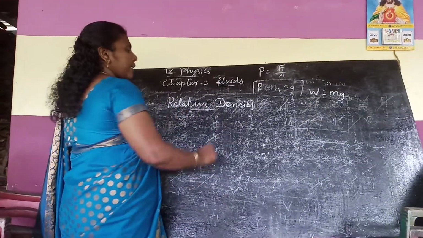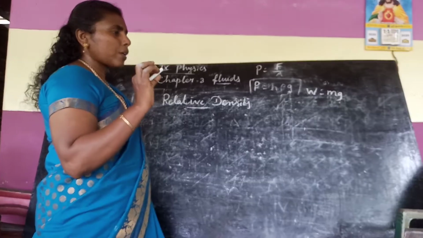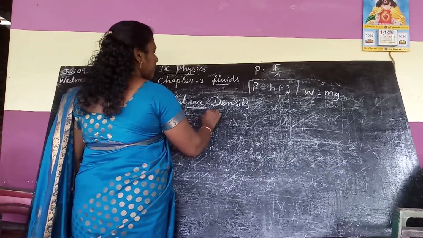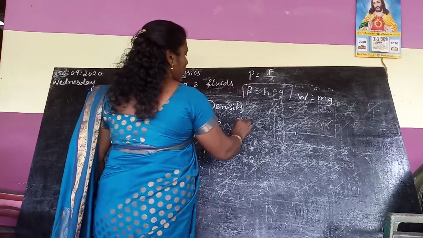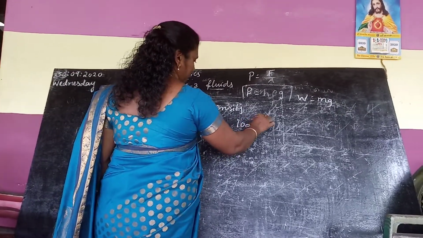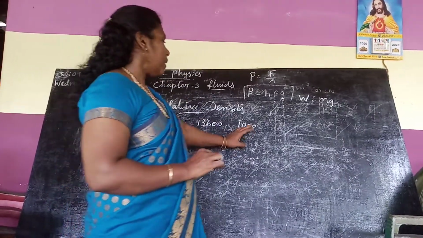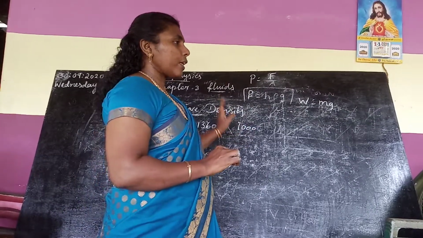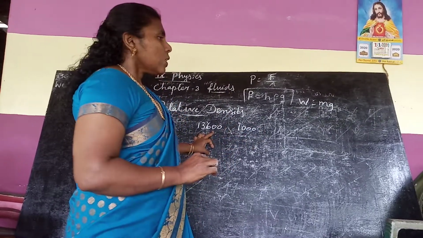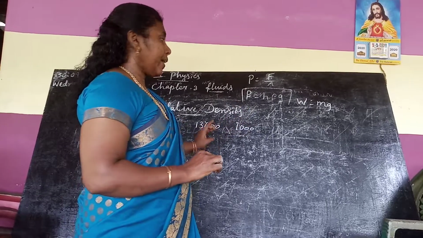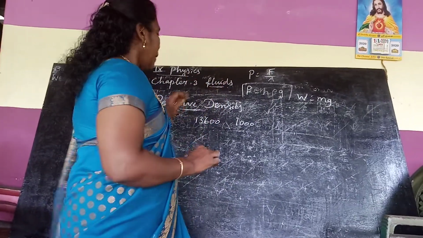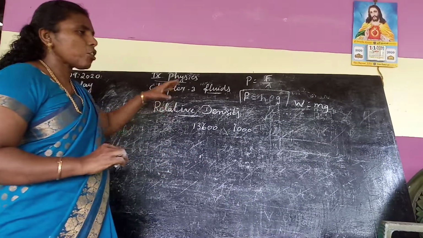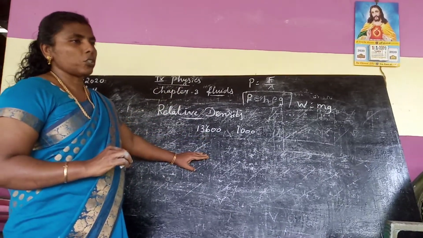Suppose mercury. What is the density of mercury? 13,600. And water, what's the density of water? 1000. The unit for these two is kilogram meter power minus 3. So we can compare by using relative density. Relative density means the ratio of the density of a substance to the density of water.